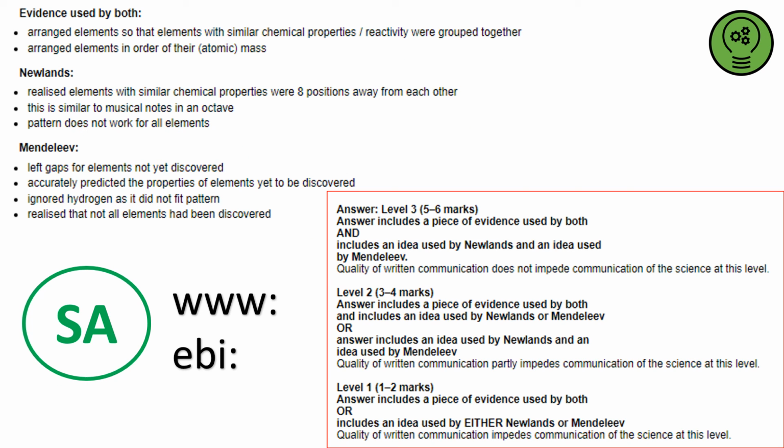Okay, so here is the mark scheme from the exam. It's worth noting in the red box there that even for 6 marks, all they were really looking for is one piece of evidence that they both used, like the atomic mass. One thing that Newlands did on his own, so the examples it gives are that every eighth element is similar, and the fact that the pattern didn't work perfectly. And then something that Mendeleev did on his own: he left gaps. He realised not everything had been predicted or discovered yet. It's also worth noting that there are some answers there that maybe I've not mentioned, and this is one of the reasons why looking over exam questions is so helpful. It gives you more of an idea of what OCR is actually accepting. So hopefully you found that helpful.